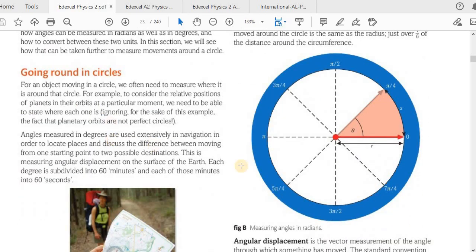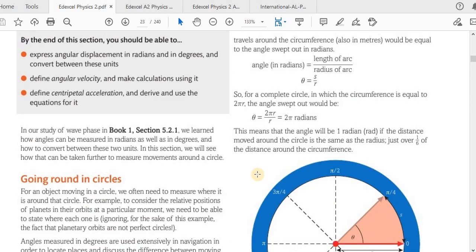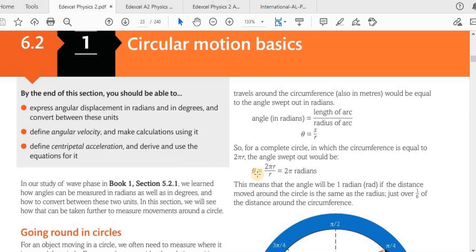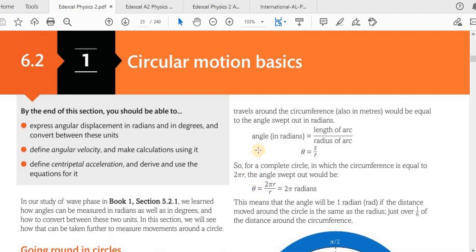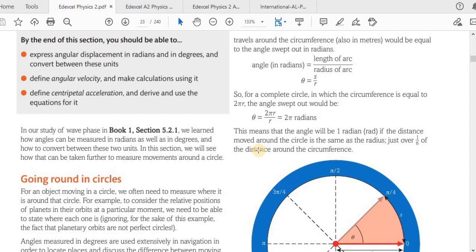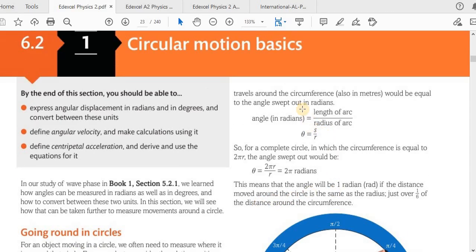Okay, so here this is actually telling you, I think, what is radian. For those students who are taking mathematics would have already learned this, because that is something you have to know for mathematics as well. So what is the angle in radians? This is the equation that you are going to use to define the angle in radians. So it is the arc length divided by the radius of the arc.